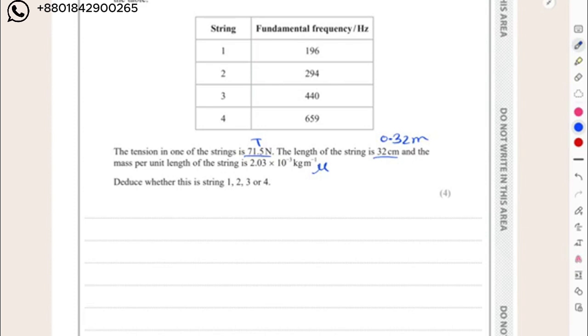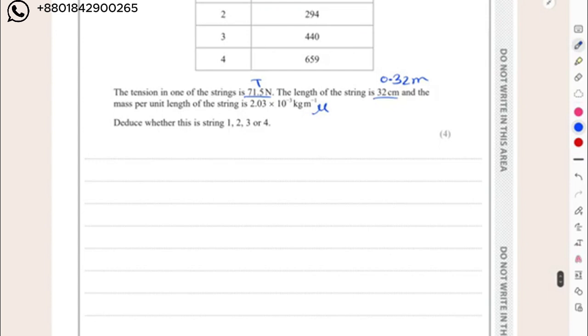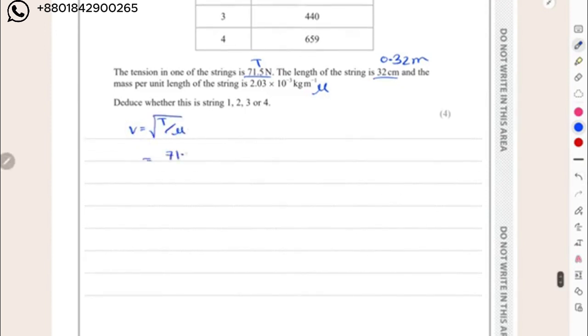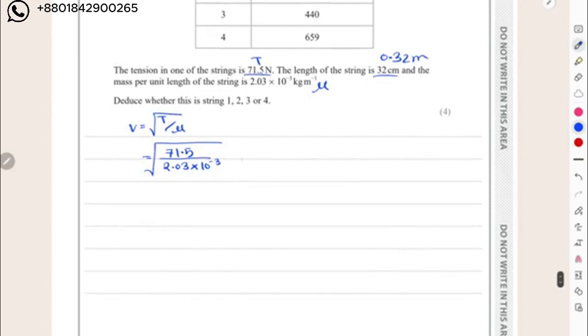And whenever your frequency matches with any of the fundamental frequencies of each string, that string is actually being used in this situation. So over here, at first, we have to find out the velocity using the tension and mass per unit length. We have the equation: velocity equals the square root of tension over mass per unit length, which is basically the square root of 71.5 over 2.03 multiplied with 10 to the power of negative 3. If you calculate it, you get 187.7 meters per second. So this was your value for velocity.